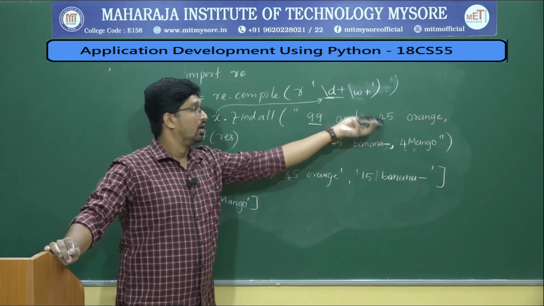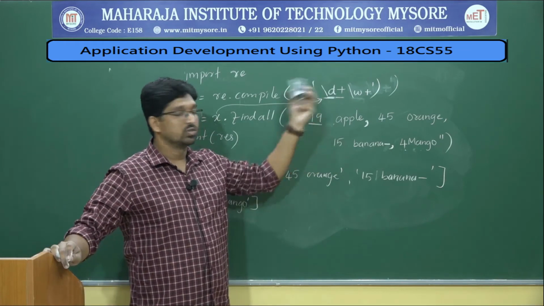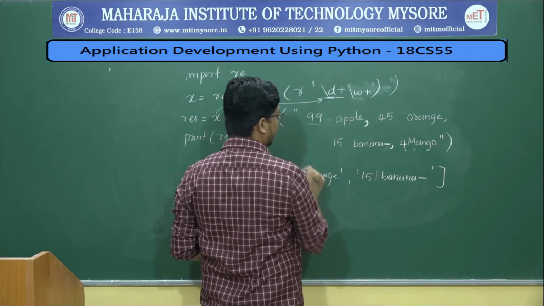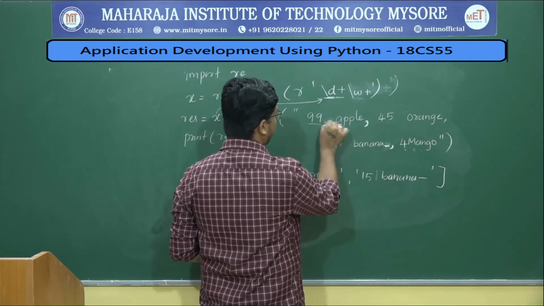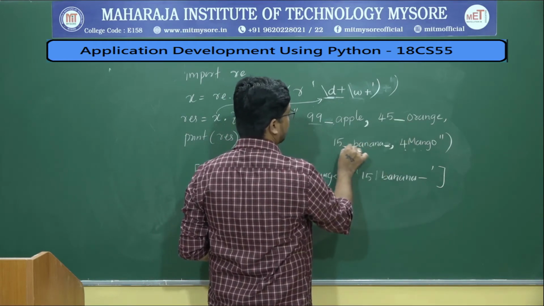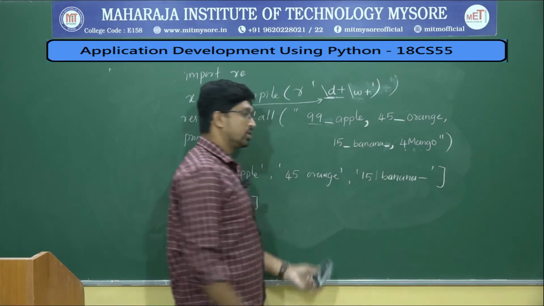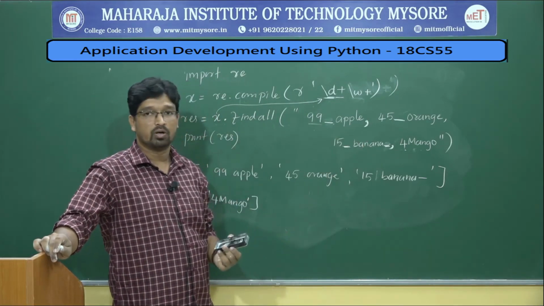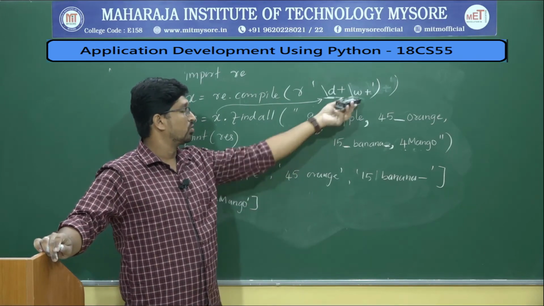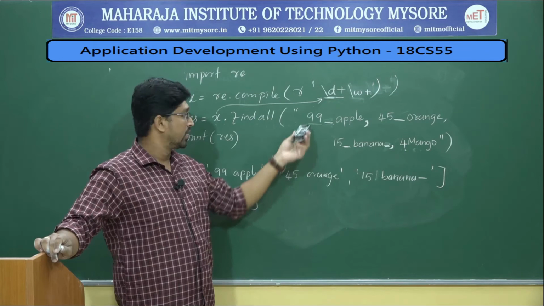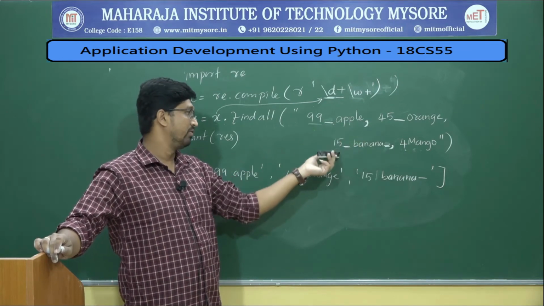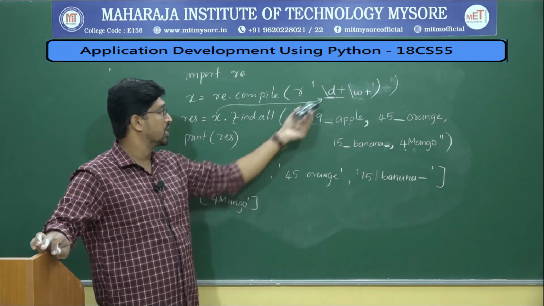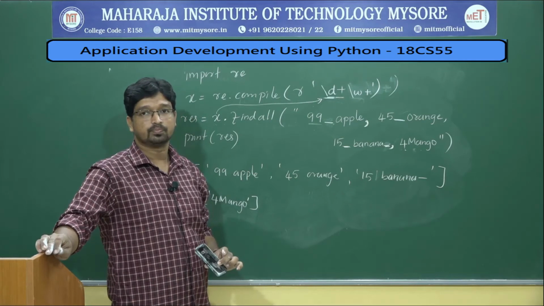Yes. So these are the strings which are not matched with the regular expression. Let us change again. Let us put underscore here. Sorry, not dash. Here it's underscore. Now what is the output? You will get all the 4 things as output, correct? Because 99 underscore apple, 45 underscore orange, 15 underscore banana underscore, 4 mango will be matched using small w. All 4 things will be matched using this particular regular expression.